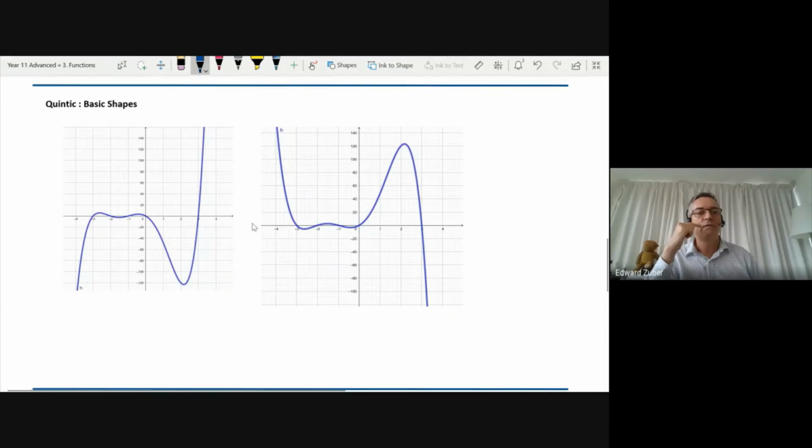Here's the quintic. So the quintic is x to the 5th. And you may notice my x to the 5th has got 1, 2, 3, 4 possible bumps. This is what I call an uppy quintic. So this is positive x to the 5th plus something. And this one is a downy one. It's negative x to the 5th, and so on. And it might look a bit familiar. It looks a bit like the cubics, but with more bumps.